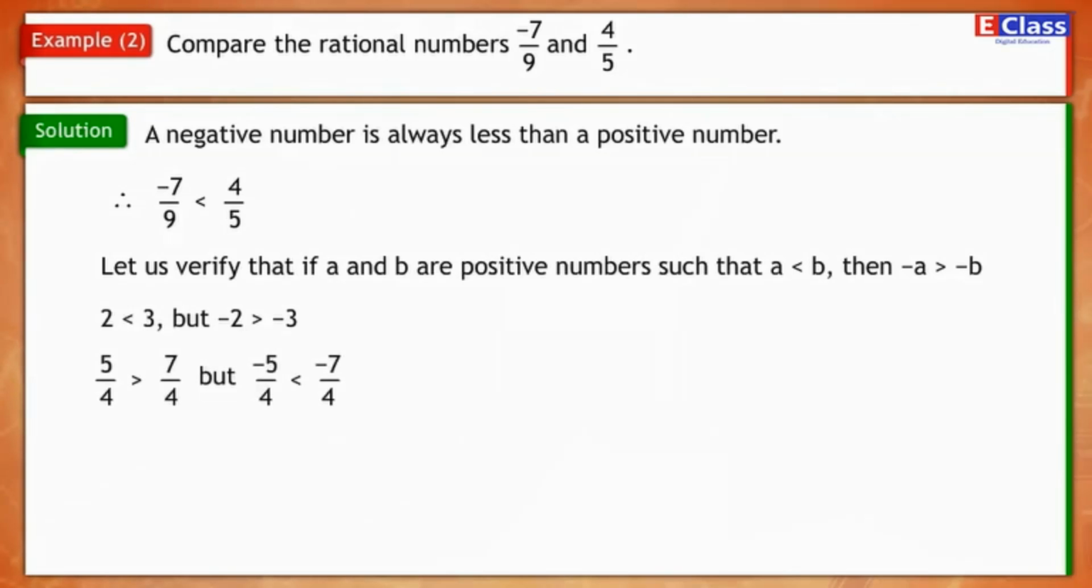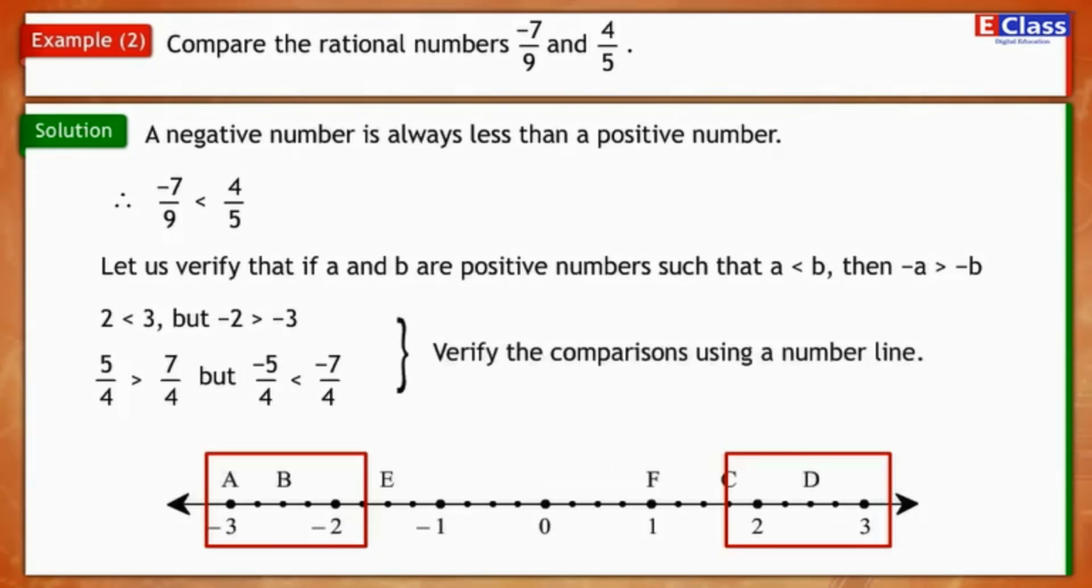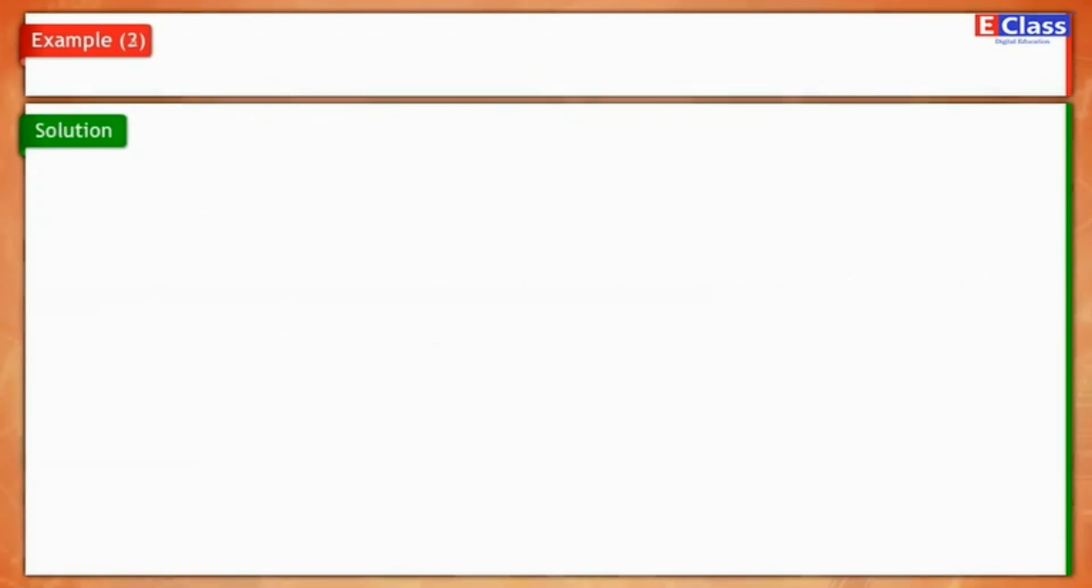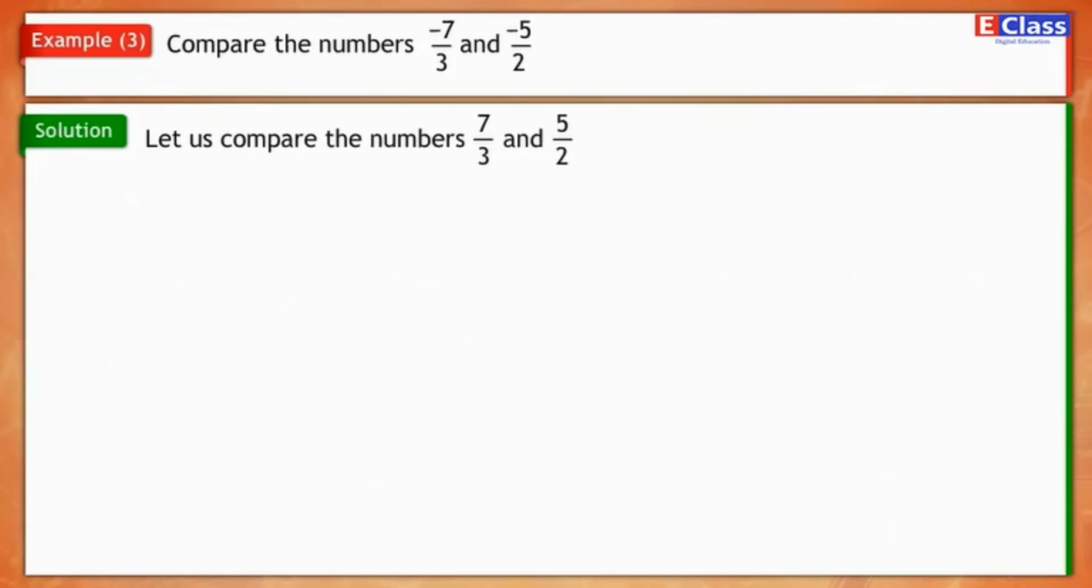5 by 4 is less than 7 by 4, but -5 by 4 is greater than -7 by 4. You can verify the comparisons using a number line. Third example, compare the numbers -7 by 3 and -5 by 2. Solution. Let us first compare 7 by 3 and 5 by 2.